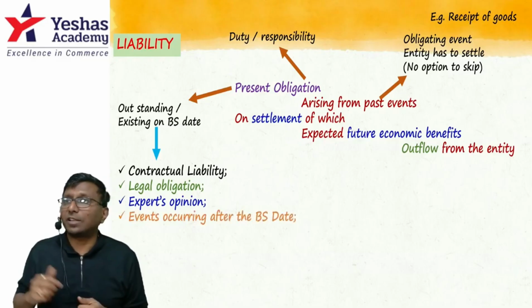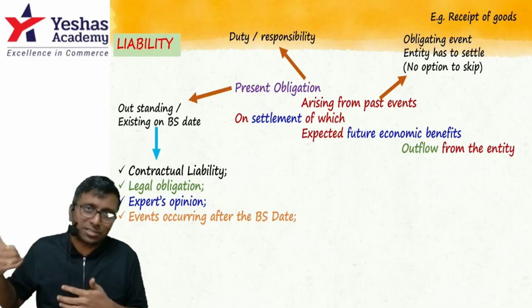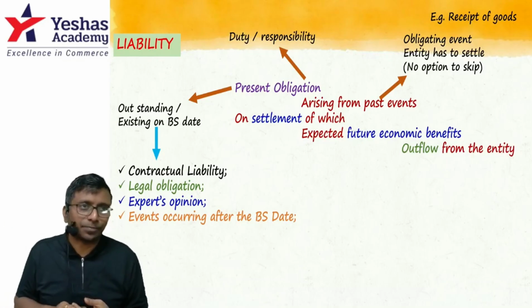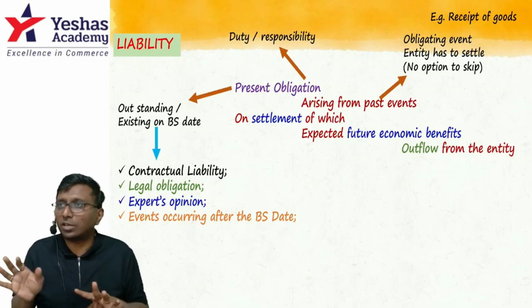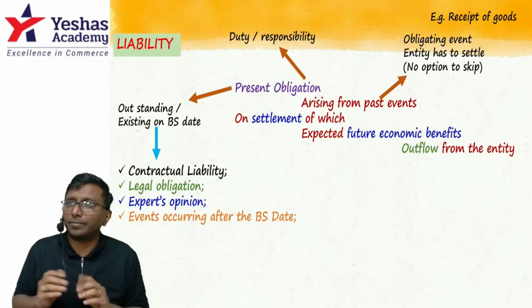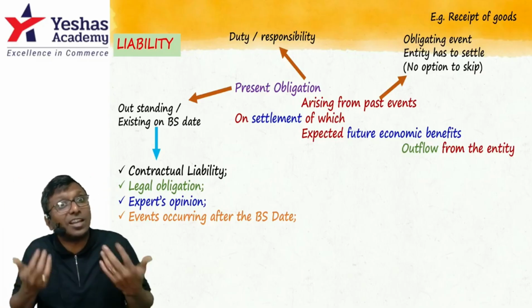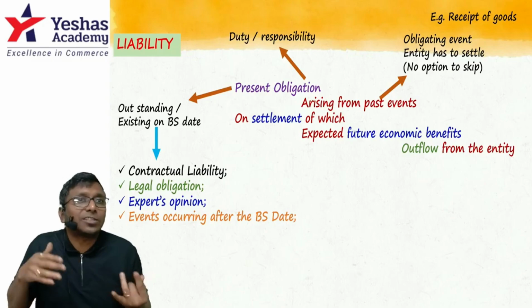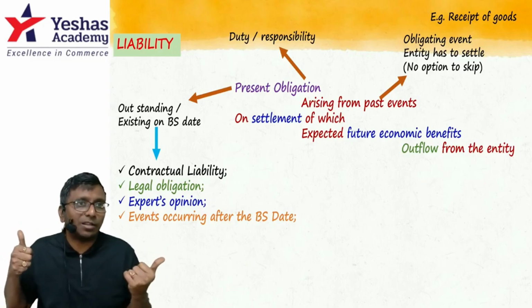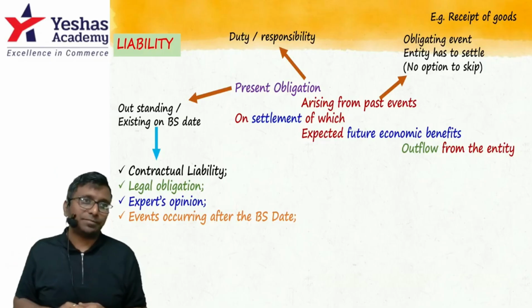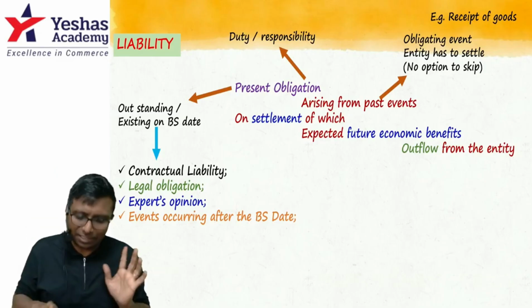Next, events occurring after the balance sheet date, just hold it for some time. A few slides later I'll get into IND AS 10. You will understand that is the AS 4 equivalent standard, IND AS 10. Events occurring after the balance sheet date tell me that I am liable. I was already liable on 31st March. I was thinking I was not liable, but the subsequent event is telling me, no, you are liable. How it happens, we'll see that a little later.